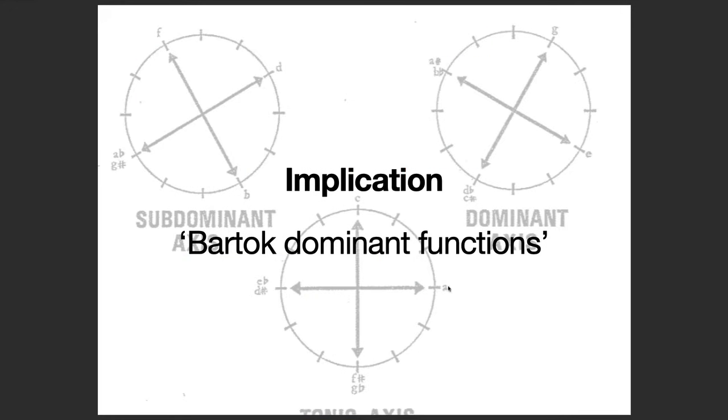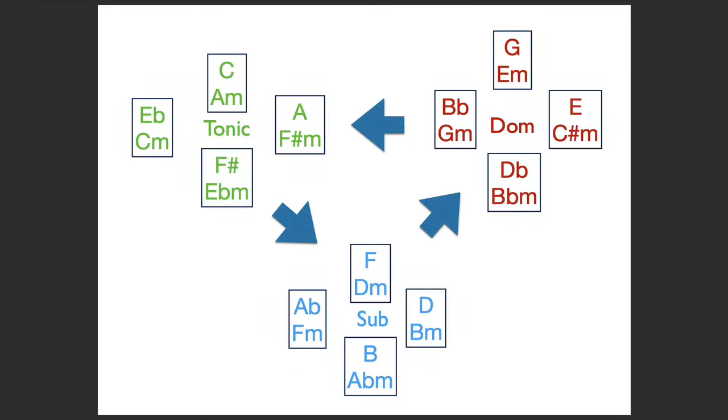Let's take stock again. Since we have these three groups, we can think of a set of cadences that we might use. I call these Bartók dominant functions. So, for example, if we wanted to get to C major or any of these chords, we could pick any of these onto any of these and resolve that way. But since this relationship is the same, we can just look from here to here.